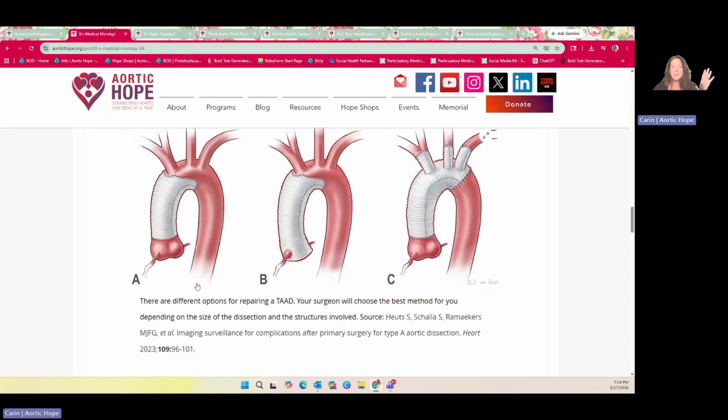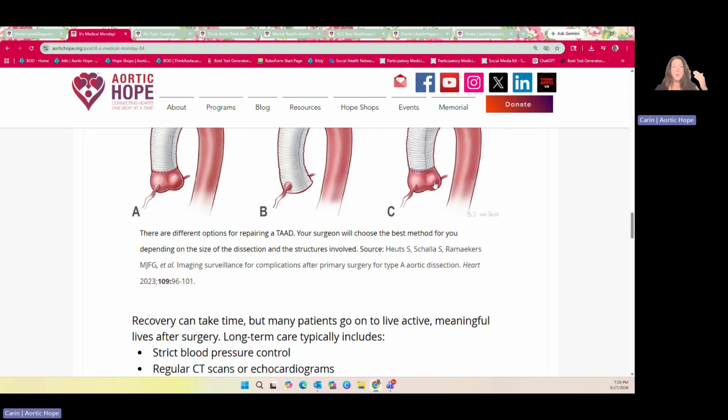So let's take a look at this. There's a bunch of different options depending on what your surgeon does. Here we've got your traditional replacement of a graft on the ascending. This is also going to be a root repair, involving the areas going off into coronary arteries, and this involves the arch and some branching as well. These all have names. I do not remember all the names, but you can look them up. You can go to the book and they'll tell you.